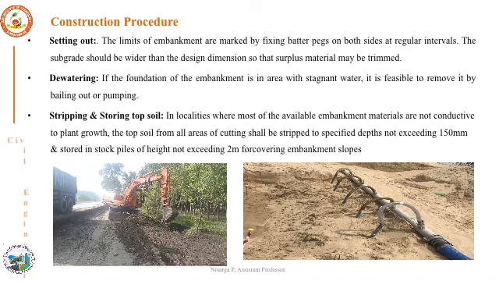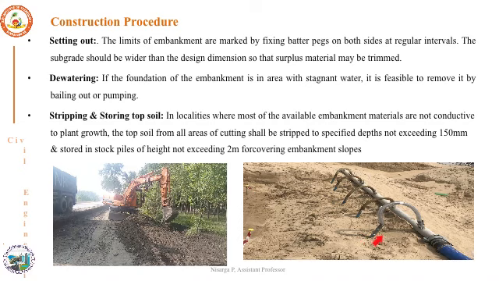Dewatering is required in those regions where the groundwater table is at a higher elevation. The code says that the groundwater table must be 1.2 meters below the subgrade level. If the groundwater exists at a shallow depth, the dewatering must be done by installing a suitable method. So you can see here, through the pipes they are dewatering, to bring the groundwater level to a lower elevation.